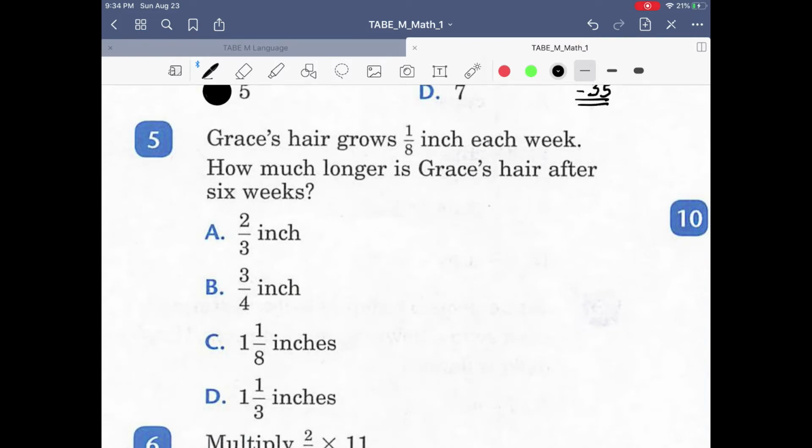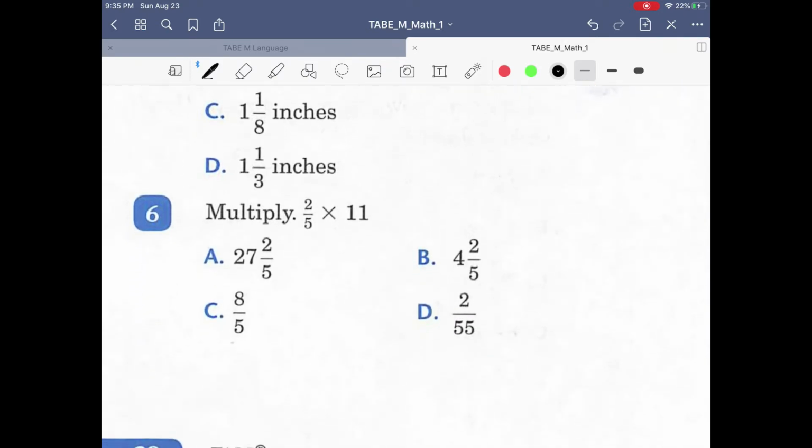Number 5. Grace's hair grows 1/8 of an inch each week. How much longer is Grace's hair after 6 weeks? So we're going to say 1/8 times 6 weeks. And that's going to be 6 times 1 and 8 times 1. But you always want to simplify. And this one will go by 2's. 2 into 6 is 3. 2 into 8 is 4. So I'm looking for 3/4 or B. Calculator will take you right to 3/4 if you have access to it.